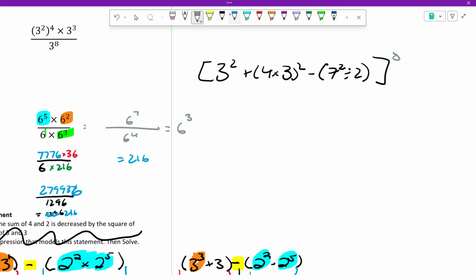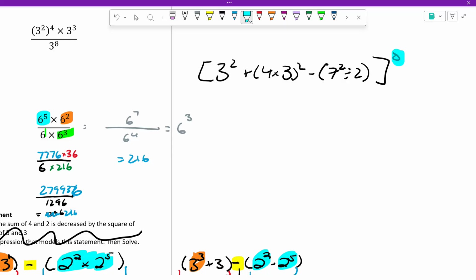Does anybody see it? The answer to this question is 1. Right? Sometimes pay attention to the very last step you're going to do. The very last step you're going to do is this. The exponent 0. So it doesn't matter what the base is. It's going to turn into 1.